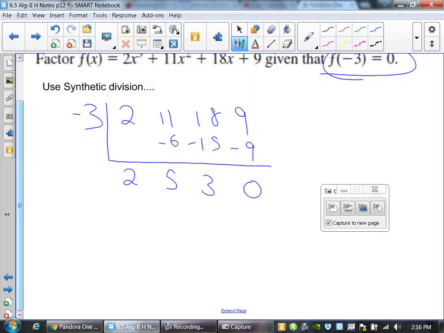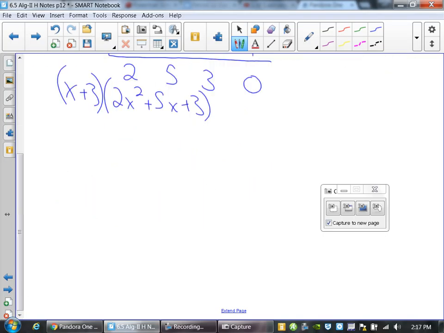So minus 1 is the 0. Your term is, not minus 1, excuse me, minus 3 is your 0. Term is x plus 3. And now you're at 2x squared plus 5x plus 3. And it's asking you to factor this further.